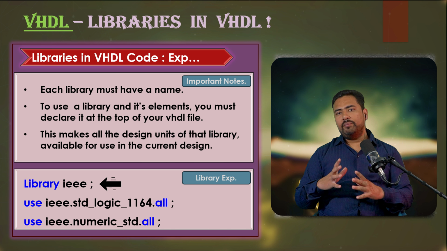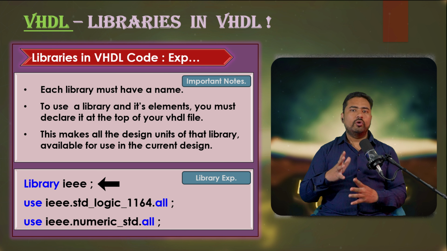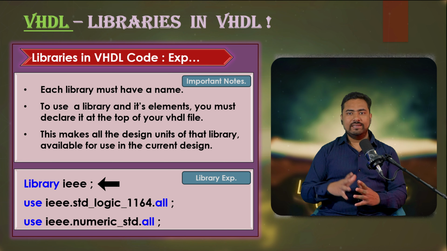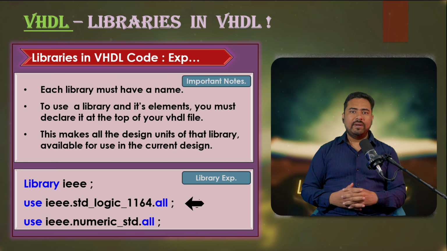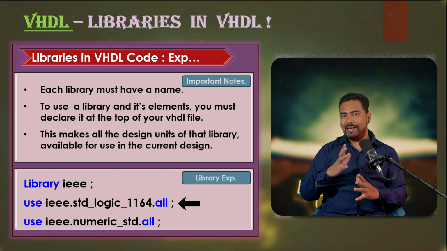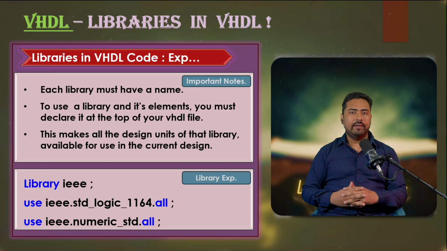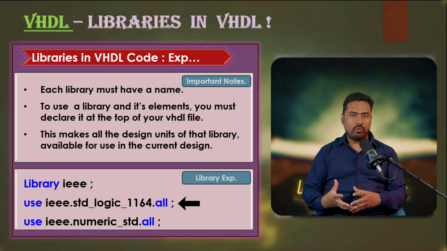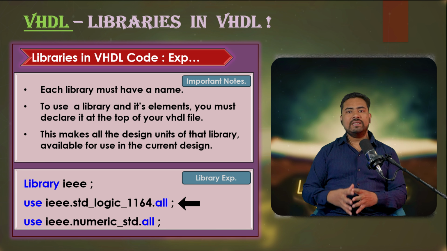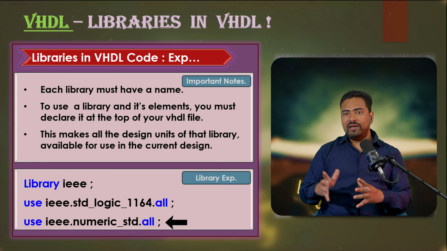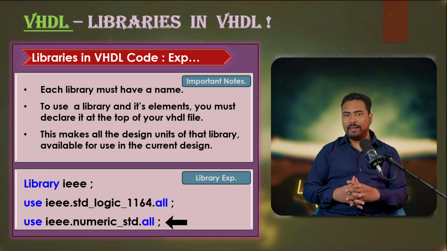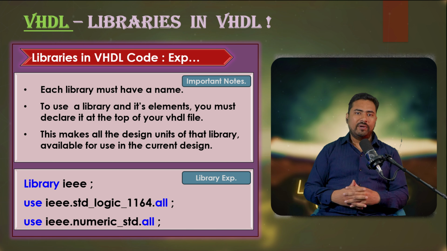The first statement makes the IEEE library available to your design and allows you to access its resources. The second statement makes all the definitions from the std_logic_1164 package in the IEEE library available, which you can use in your VHDL designs, like standard logical operators, std data types, etc. The third statement makes all the definitions from the numeric_std package available to use in your designs, which provides access to a variety of numerical operations.